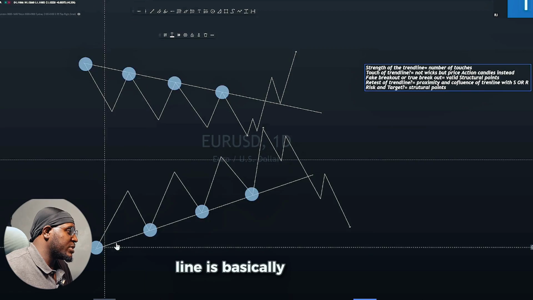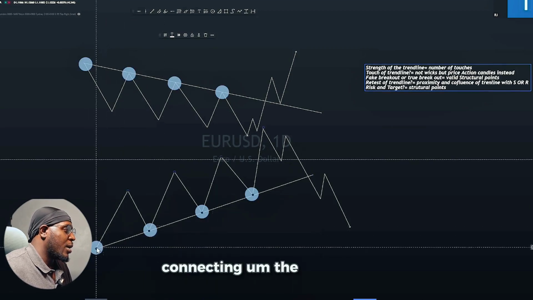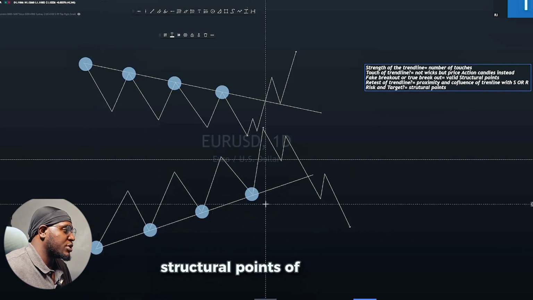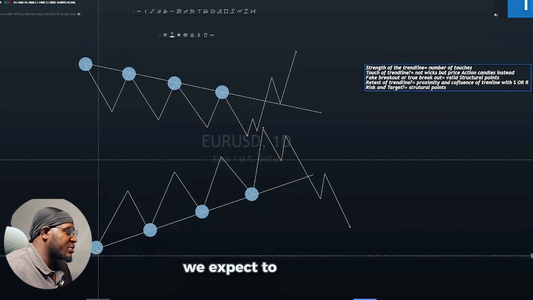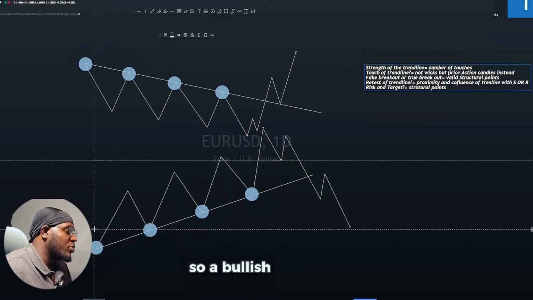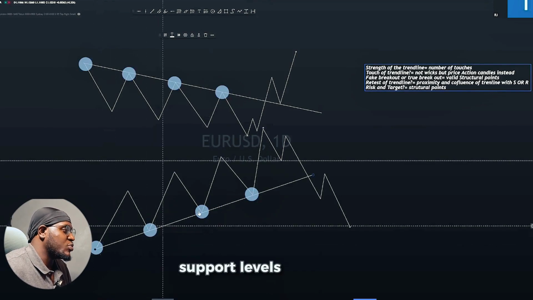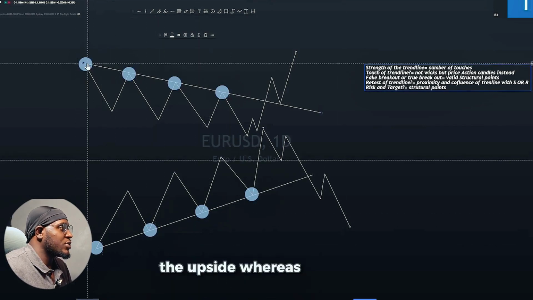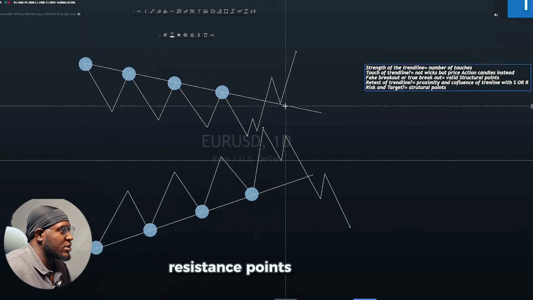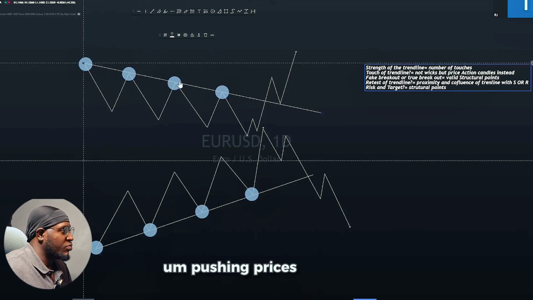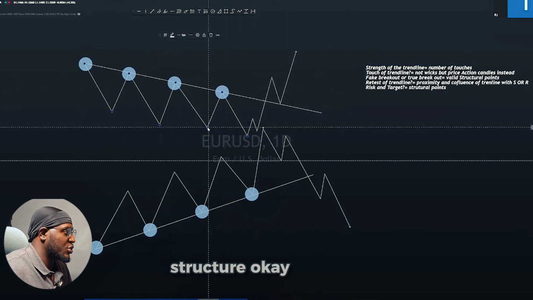So a trend line is basically a level, a diagonal level connecting the structural points of a trend, or a structure. So in a bullish structure, we expect to make higher highs and higher lows. So a bullish trend line is supposed to connect the higher lows, which is the support levels pushing prices to the upside. Whereas on the bearish trend line, you're supposed to connect the lower highs, which are the resistance points, pushing prices to the downside, for a bearish structure.